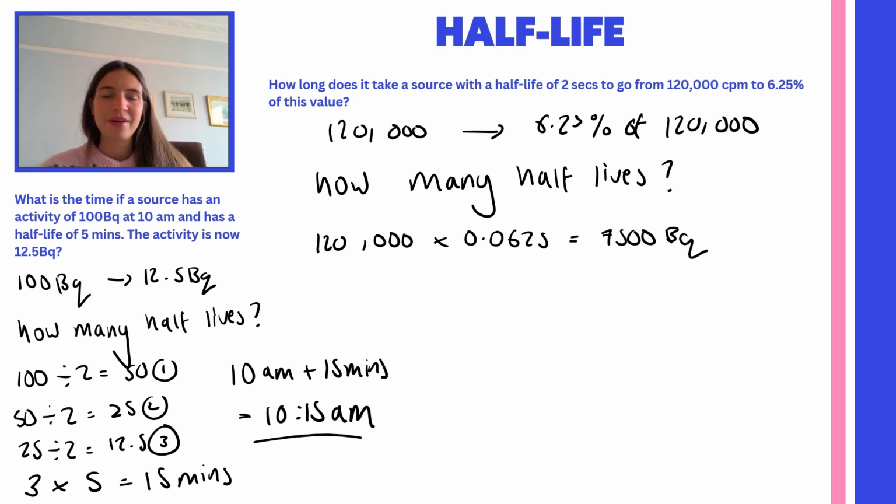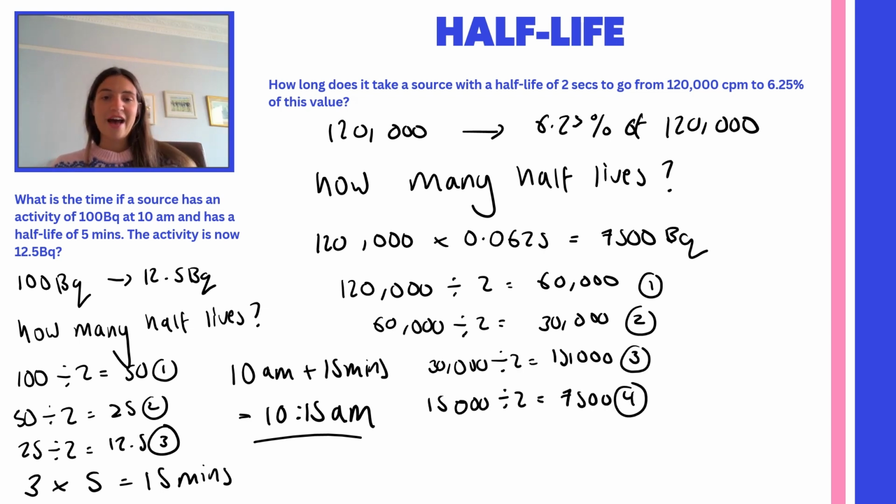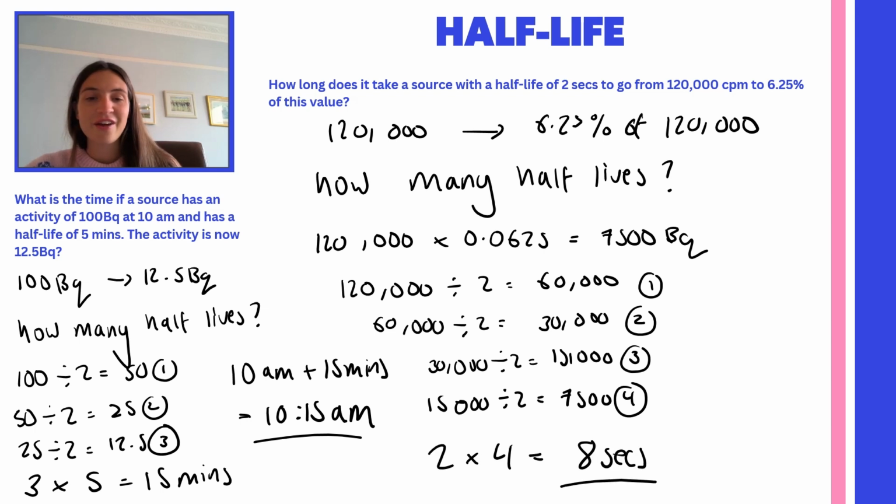Now to work out how many half-lives have passed to get there. So after one half-life, I'm at 60,000, and after two half-lives, I'm at 30,000. After three half-lives, I'm at 15,000, and after four, I'm at 7,500. So that is a total of 4 half-lives that have passed, and each half-life from my information in my question takes 2 seconds. So 4 multiplied by 2 gives me 8 seconds in total.